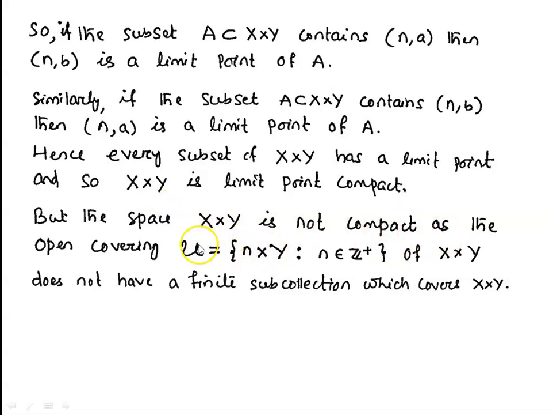Because the collection of open sets N cross Y, where N is a member of the set of positive integers, is an open covering of X cross Y. But this open cover doesn't have a finite subcollection which covers X cross Y. So X cross Y is not compact. So here we have shown an example in which a space is limit point compact but not compact.